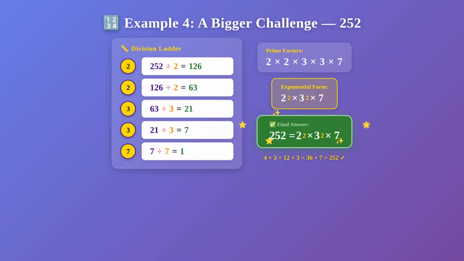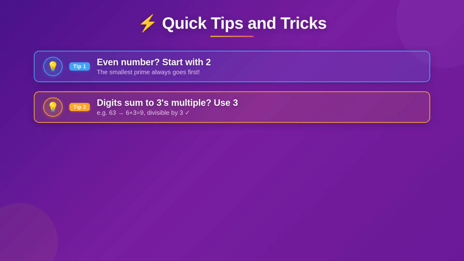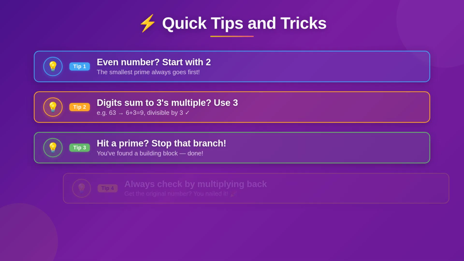Check. 2 times 2 is 4, times 3 is 12, times 3 is 36, times 7 is 252. Yes! So 252 equals 2 squared times 3 squared times 7. Marcus could not believe he just factored 252, and neither can you. Before we wrap up, here are Marcus's favorite tips for prime factorization.